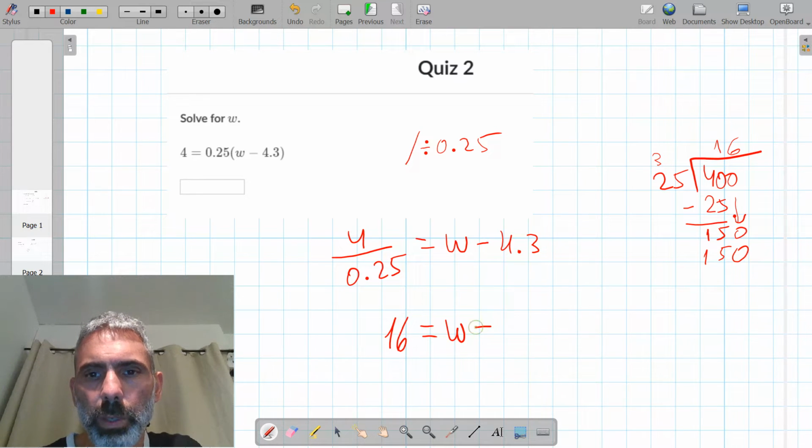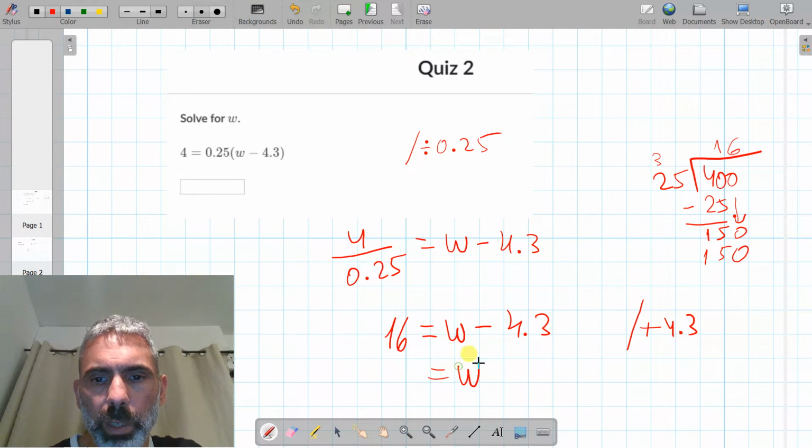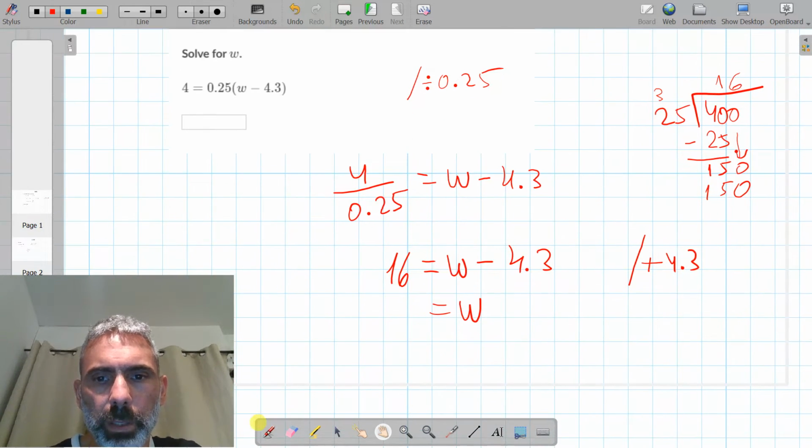16 equals W minus 4.3, and then to get rid of the minus 4.3 on the right hand side, I need to add 4.3 to both sides of the equation. So W on the right hand side, and on the left hand side, 16 plus 4.3 is 20.3.